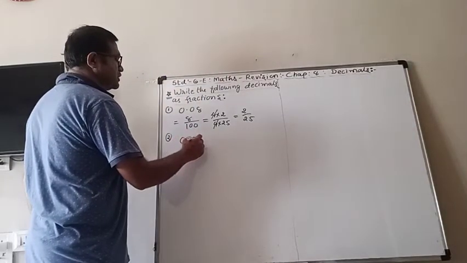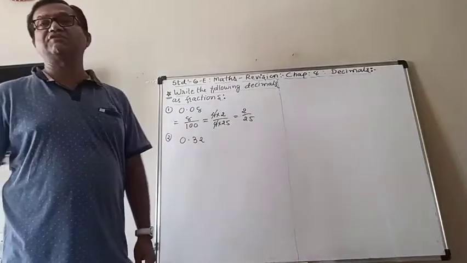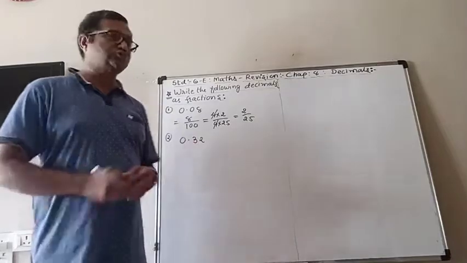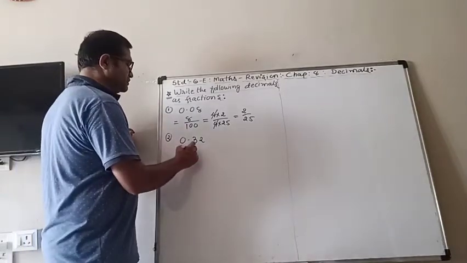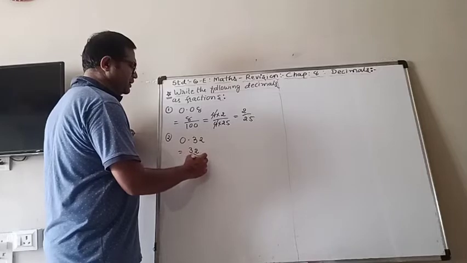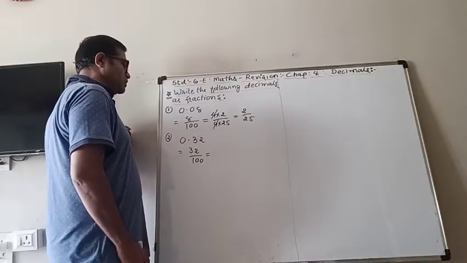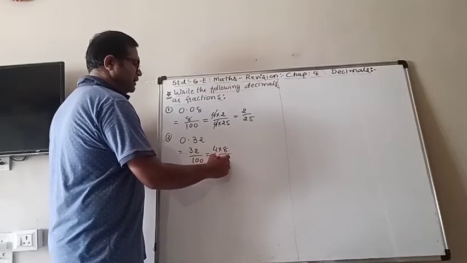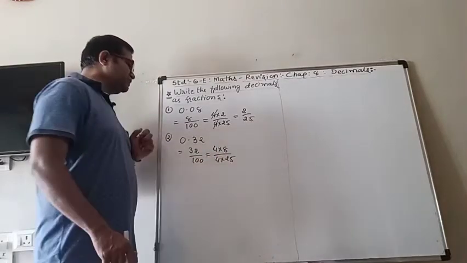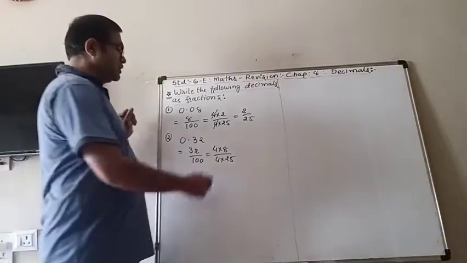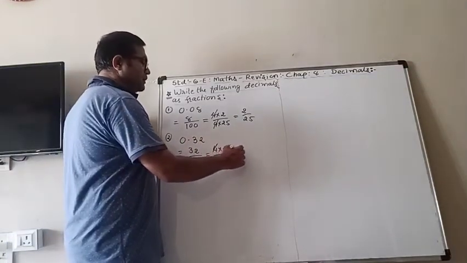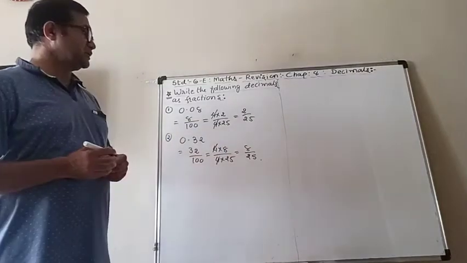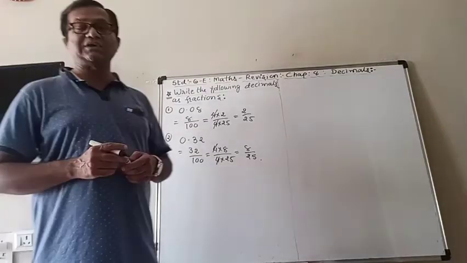0.32. Here in 0.32 also there are two decimal places, so we have to do the same thing here also. That is 32 upon 100. Now 4 8s are 32 and 4 multiplied by 25 is 100. When we cancel the common factor, it is converted into a fraction. So the answer is 8 upon 25.